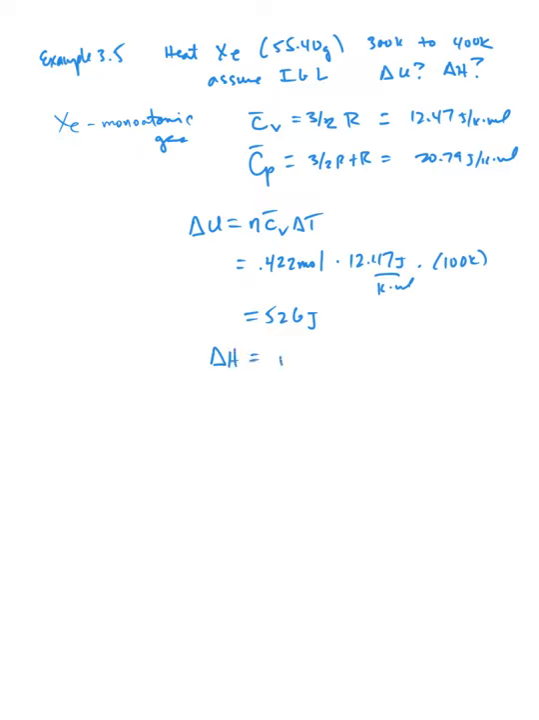Delta H is n Cp bar dT, and that's going to be 0.422 moles times 20.79 joules per K dot mole times 100 K, 877 J.